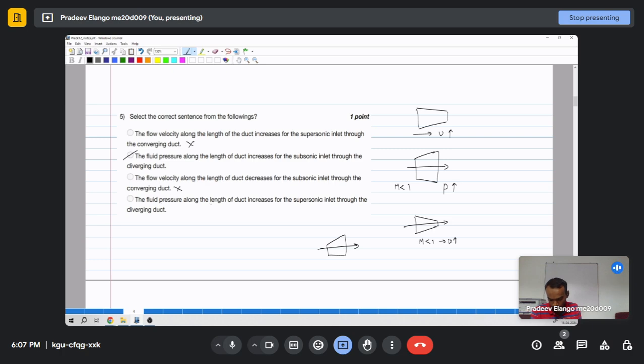The fluid pressure along the length of the duct for supersonic, so Mach number greater than 1. In the divergent duct, it will actually act as a nozzle, which means the pressure will decrease. But they have told that the pressure along the duct increases. So that is false.